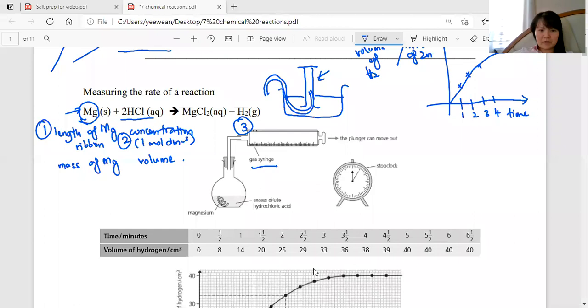After this apparatus is set up, you throw in the magnesium ribbon, and then you replace the bung. Bung here means the stopper. So when you throw in the magnesium ribbon, you have to immediately replace the stopper, the bung, and simultaneously start the stopwatch.